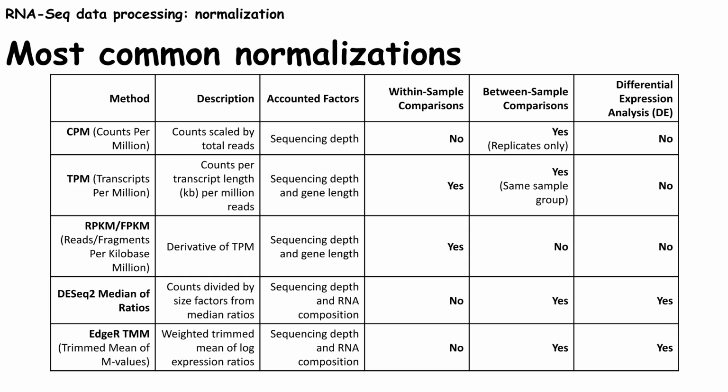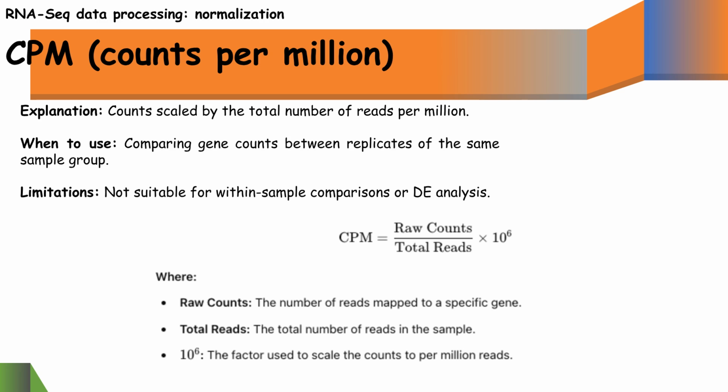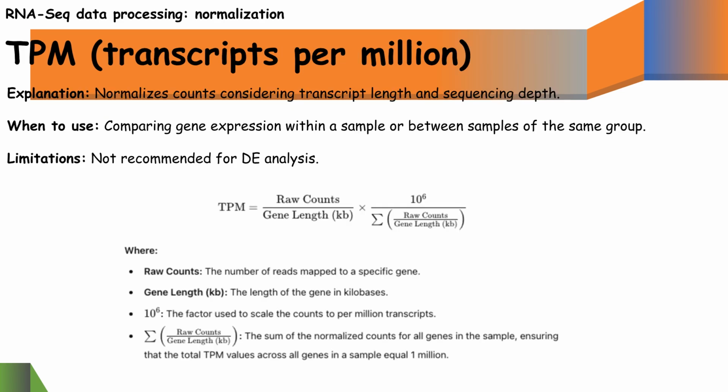We will now examine some of the most common normalization methods used in RNA-seq data processing. CPM, or counts per million, scales counts by the total number of reads per million. It is useful for comparing gene counts between replicates of the same sample group, but is not suitable for differential expression analysis. TPM, or transcripts per million, normalizes counts by considering both transcript length and sequencing depth. It is used for comparisons within a sample or between samples of the same group, but not generally for differential expression analysis.